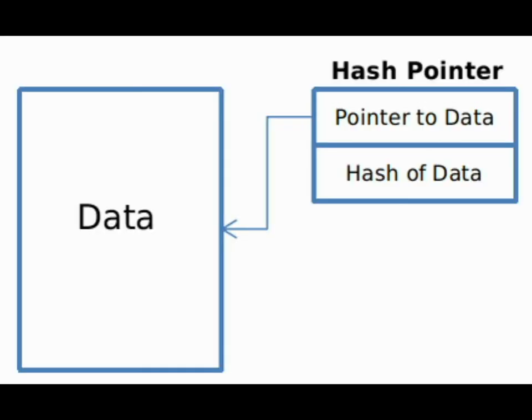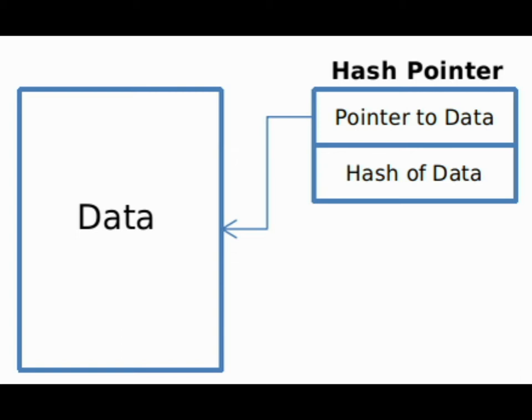Hi, in this video I want to talk about hash pointers, the Merkle tree, and how these two concepts work within transactions. A hash pointer is a data structure that is comprised of a pointer that points to stored information and also a cryptographic hash of that information.